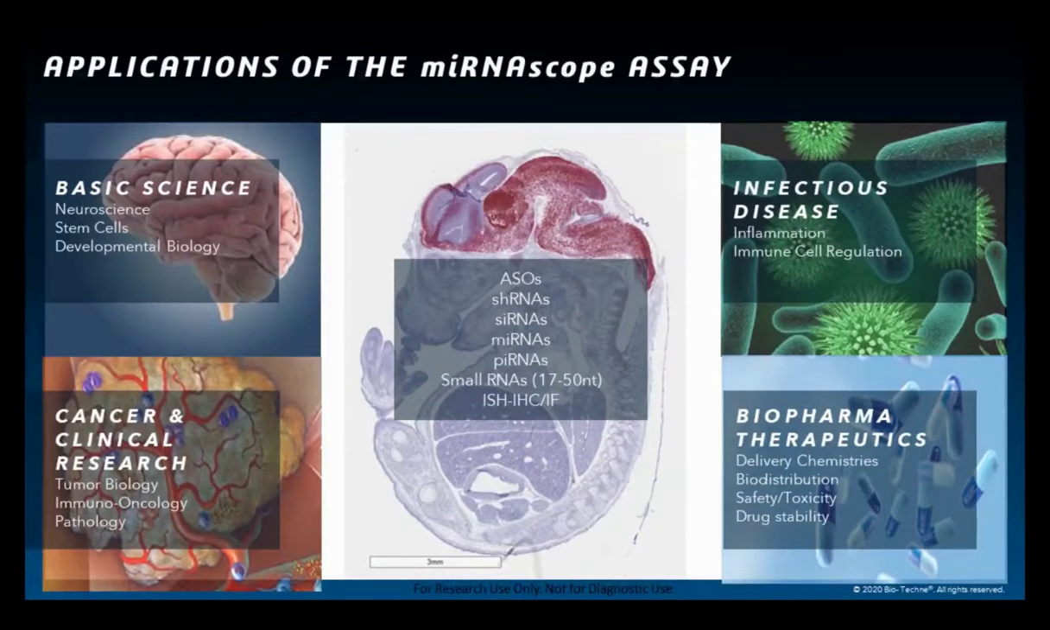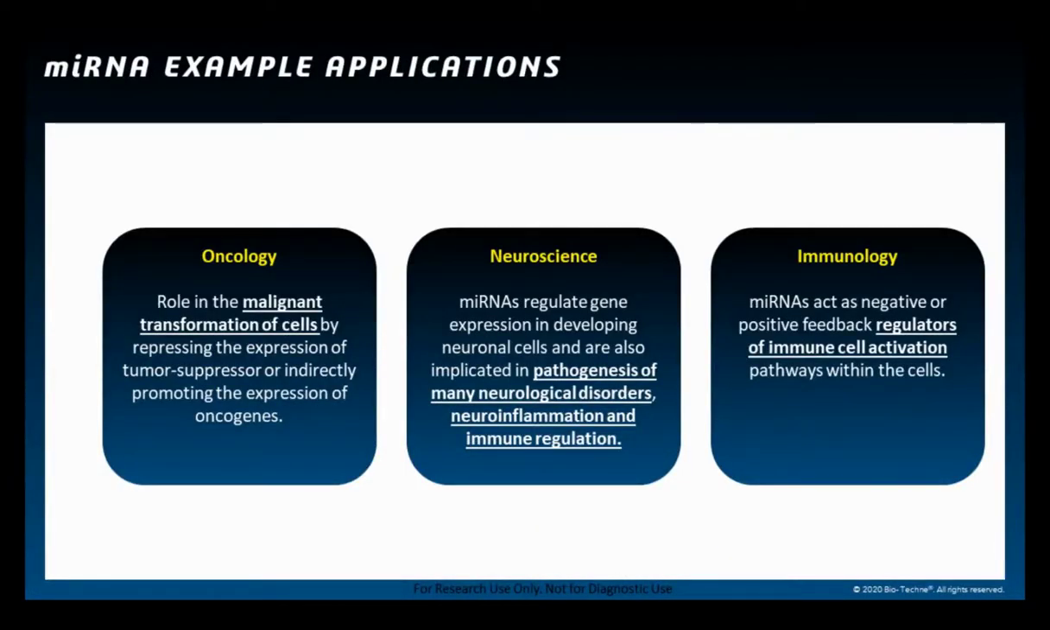So let's move to our first application, which is microRNAs and their role in different research areas. Some of the research areas include oncology, neuroscience, and immunology. So how is microRNA detection relevant to oncology? MicroRNAs can actually alter the transcriptional landscape within single cells by targeting key players or even signaling pathways.